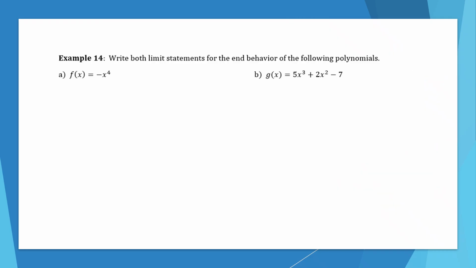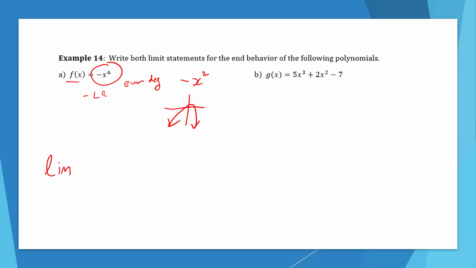Now write both limit statements for the following polynomials. So pause the video now, try this one, because I'm about to go over the answers. So here we have a negative leading coefficient, and then we also have an even degree. So this is going to behave like negative x squared, an even number. That's going to be like this. So let's write our two limit statements. This is f of x also.